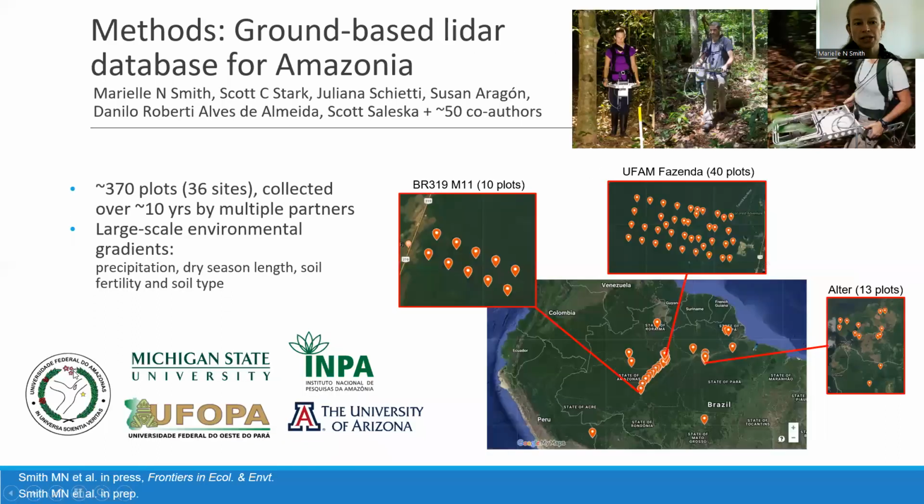For the spatial analysis, we put together a very large database of ground-based LiDAR, and this is collected across the Amazon basin, and this is part of an international collaboration across many institutions. We have about 370 plots, and the plots are distributed across large-scale environmental gradients across the Amazon.